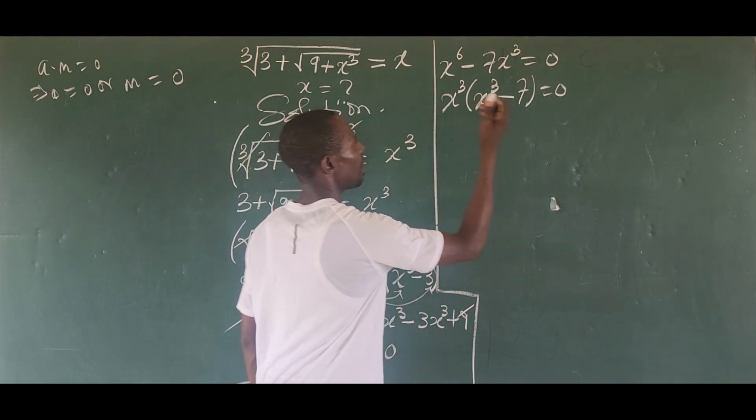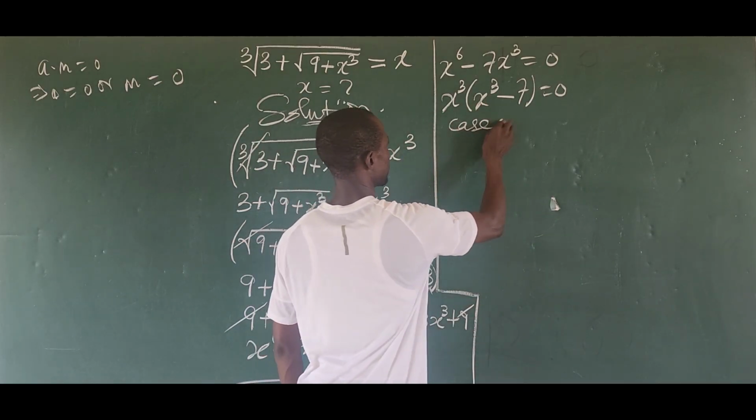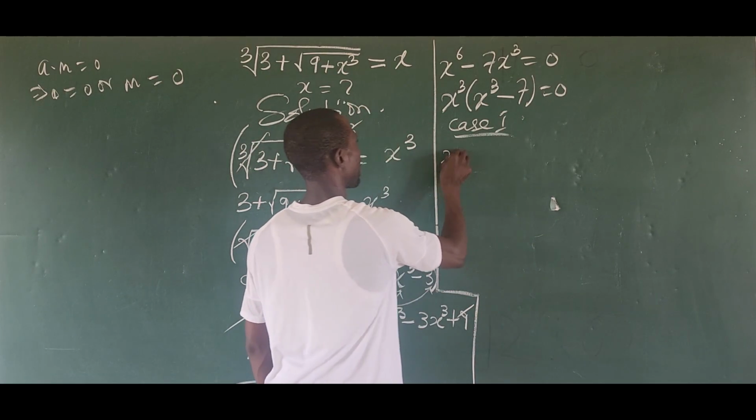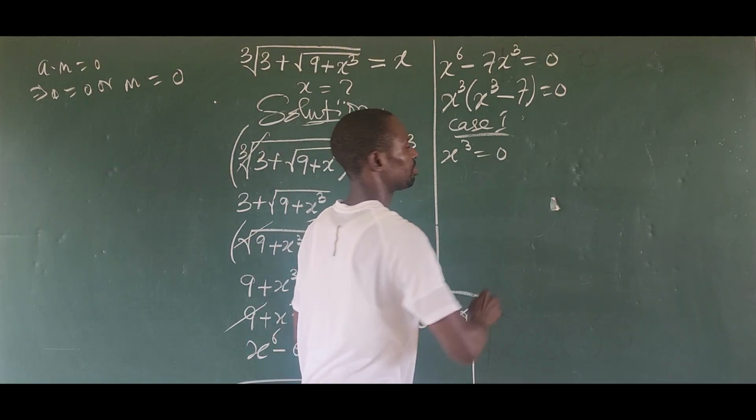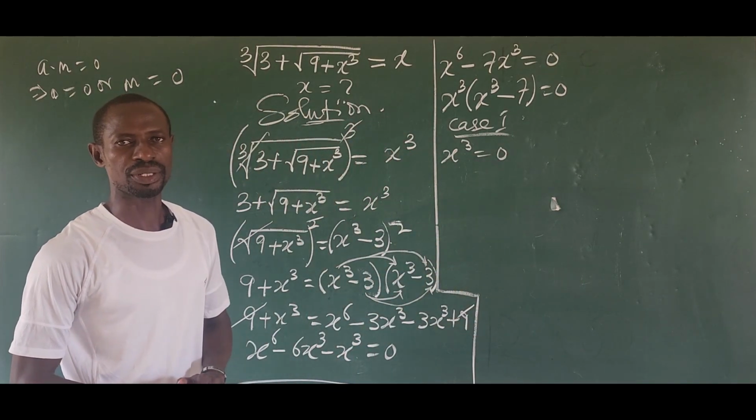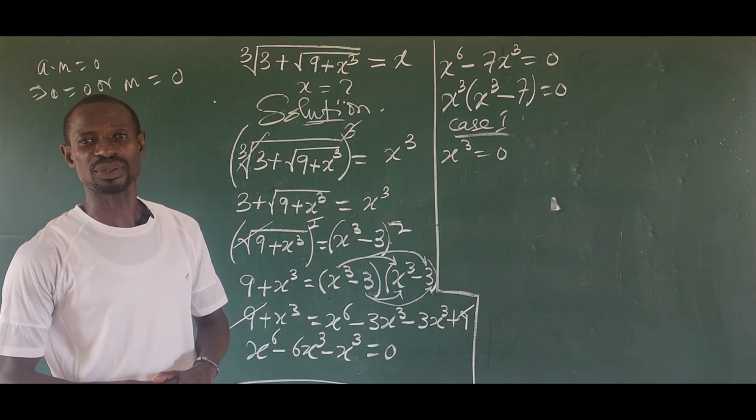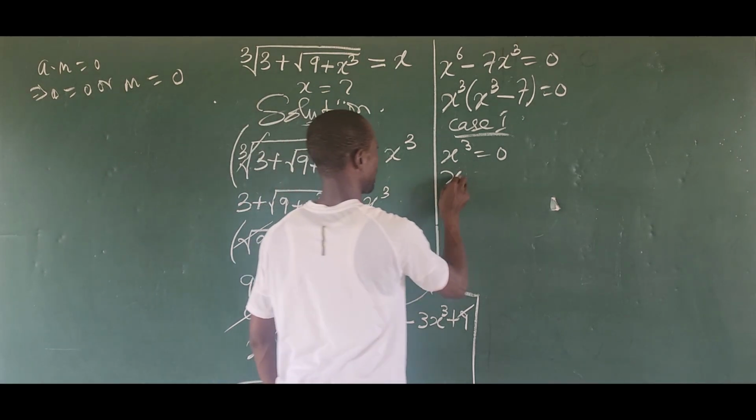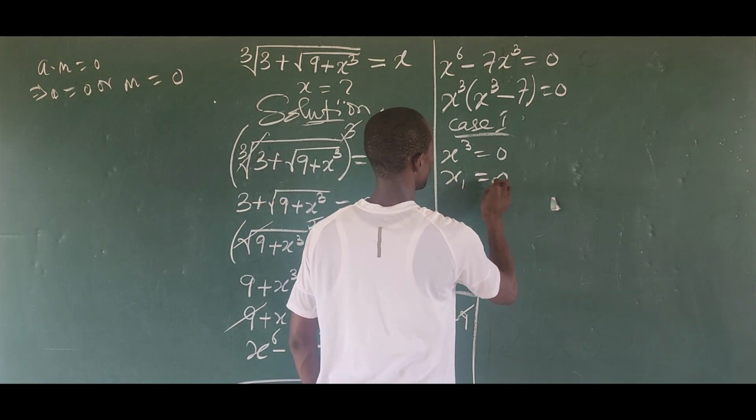With this, we can apply that law to this side here. So this is going to give us our case 1. Case 1, we're going to have x to the power of 3 equal to 0. Take the cube root of both sides of the equation. The cube root of 0 will give us what? 0. In other words, we have x1 equal to 0.